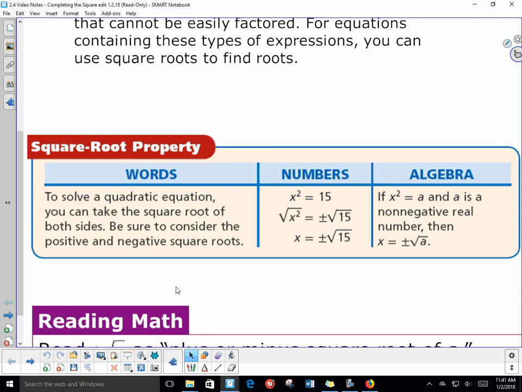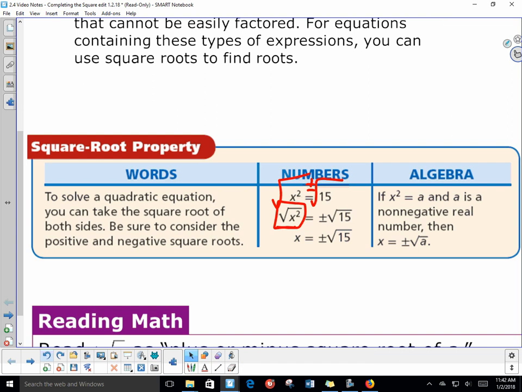So for example, if we have x squared equals 15 and we're trying to solve for x, we can take the square root of both sides. When we take the square root of both sides, though, we need to remember to include the plus or minus. The square rooting and the squaring are canceling each other out. So we're left with just x equaling positive square root of 15 or negative square root of 15.